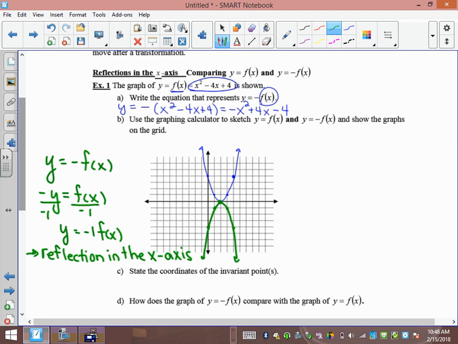So if you forget, don't memorize. Think about it. Okay, I have a reflection in the x. What's changing? Oh, my y's are all being negative. So if I was down here, I would negative a negative, which would actually make it positive, right? That's how it reflects. Yeah?